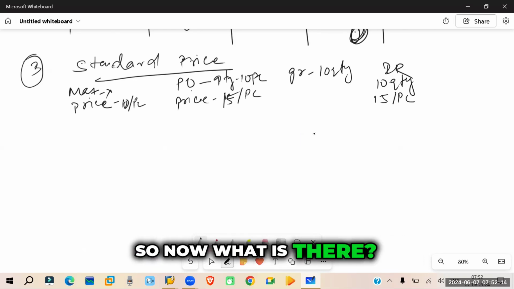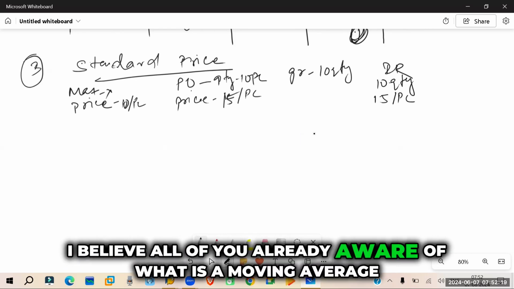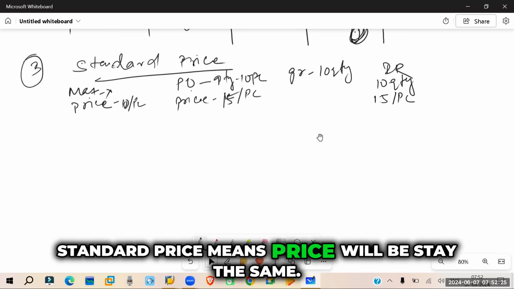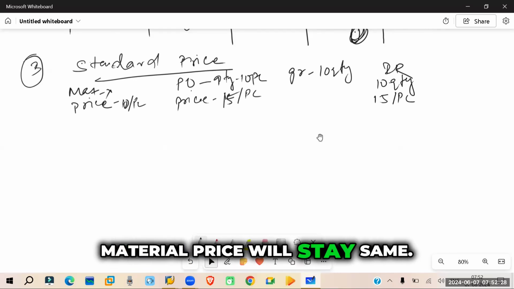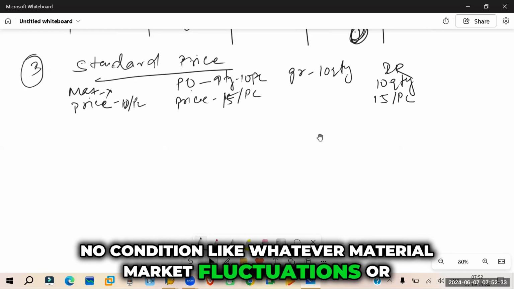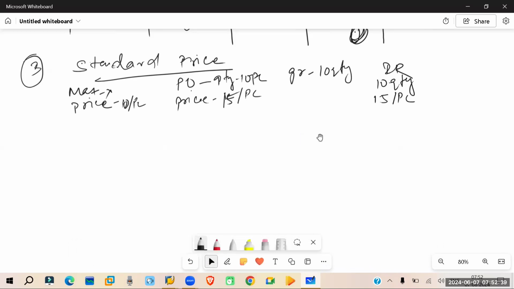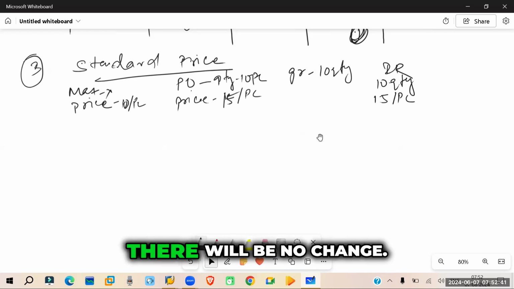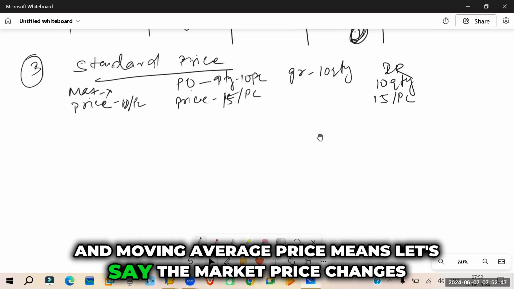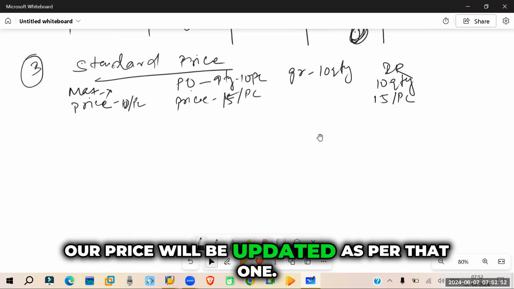So now what is there? Material price is the standard price. So I believe all of you already aware of what is a moving average price and what is the standard price. Standard price means price will stay the same. Material price will stay same. No condition, whatever material market fluctuations or market ups and downs are there, material price will stay same. Okay, there will be no change. Okay, and moving average price means let's say the market price changes or PO price changes, our price values are updated as per that.